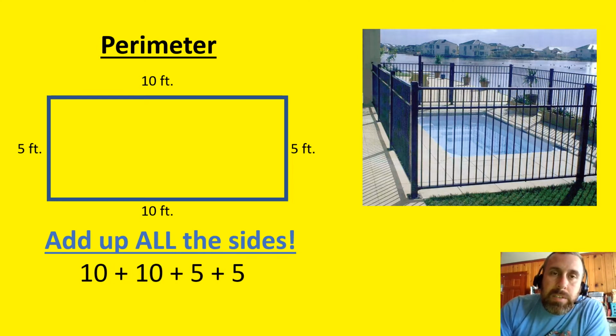10 plus 5 plus 10 plus 5, and you don't even have to add them in this order. That's that commutative property. We add them all up, and we get 30 feet. And we want to make sure we circle our answers. That's perimeter. That's how easy it is.